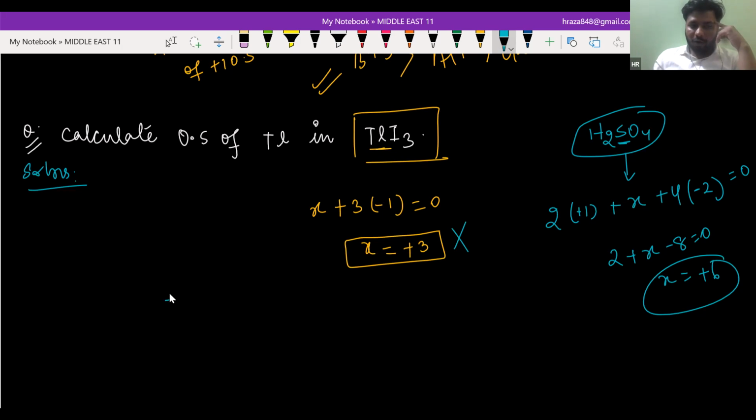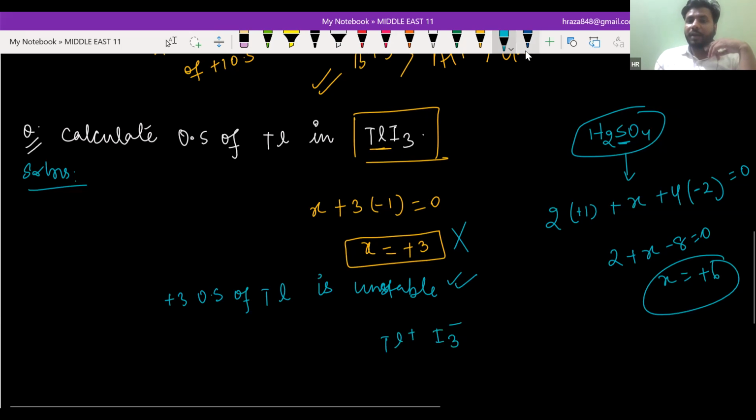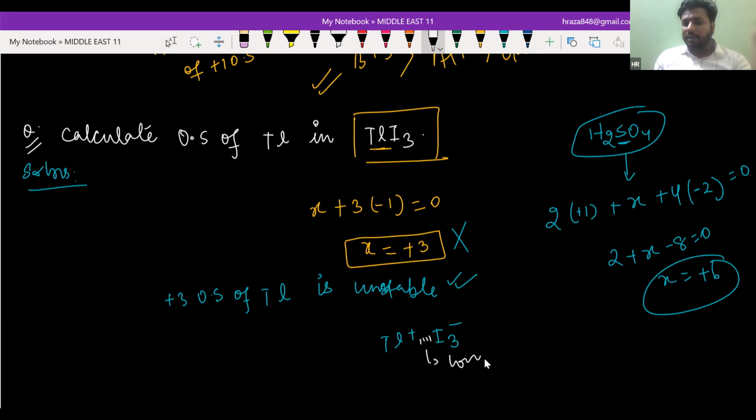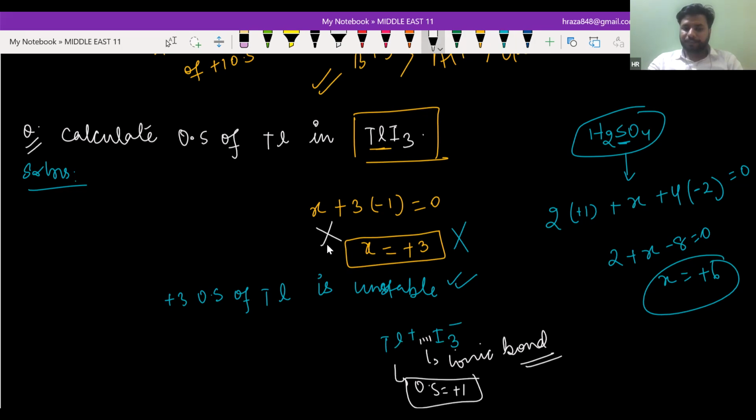But I told you that +3 oxidation state of thallium is unstable. Concentrate here. This is very important. Basically, thallium here exists as Tl+ and I3-. Between thallium and iodine, there is force of attraction, that is ionic bond. So whenever there is a question, what is the oxidation state of thallium in TlI3? The answer is the oxidation state will be equal to +1. Is that clear, Krishna? Sir, could you explain again?